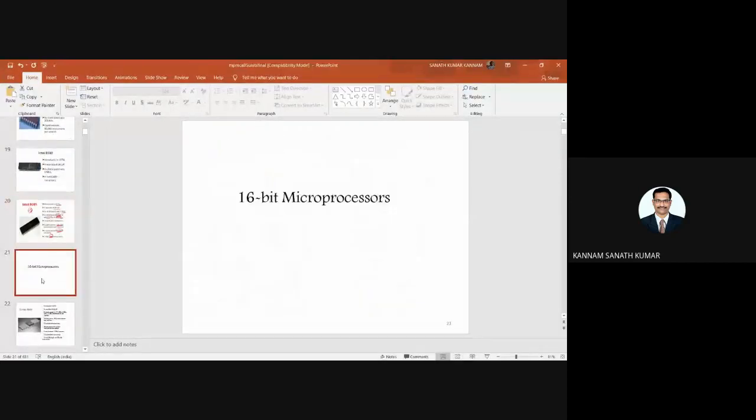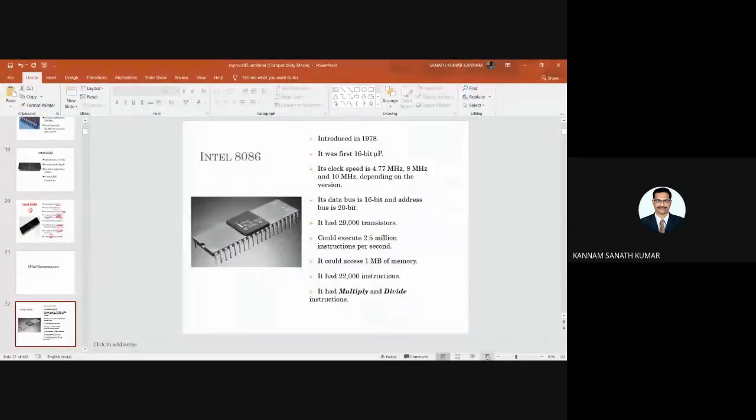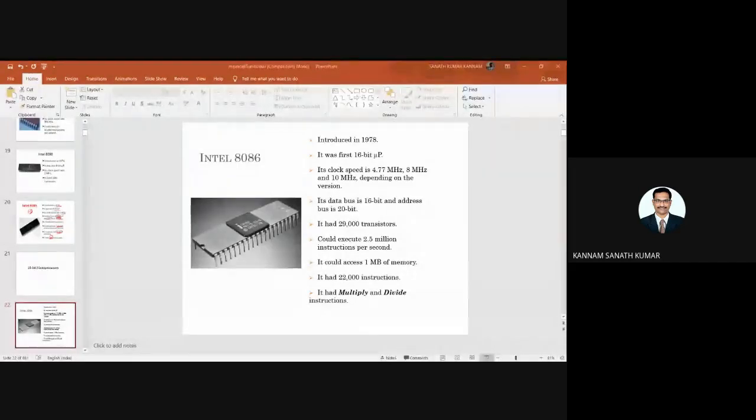And next, the 16-bit microprocessor, Intel 8086. We are going to learn about this Intel 8086. It was introduced around 1978, and this is a 16-bit microprocessor, and it is available in 3 different variants: 8086, 8086-1, and 8086-2. The 8086 has a clock frequency of 4.77 megahertz, the 8086-1 has 8 megahertz, and the 8086-2 has 10 megahertz.